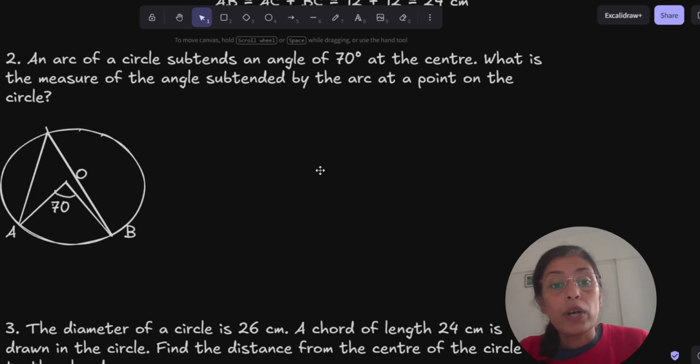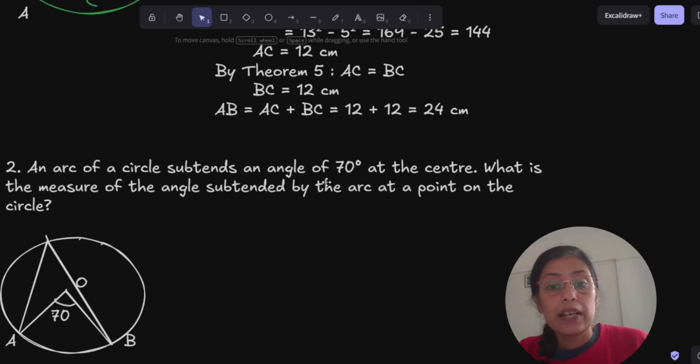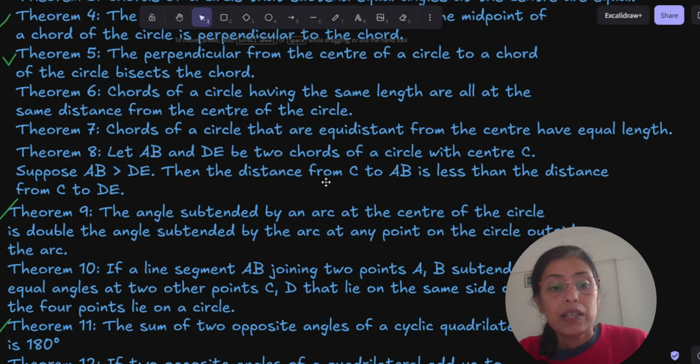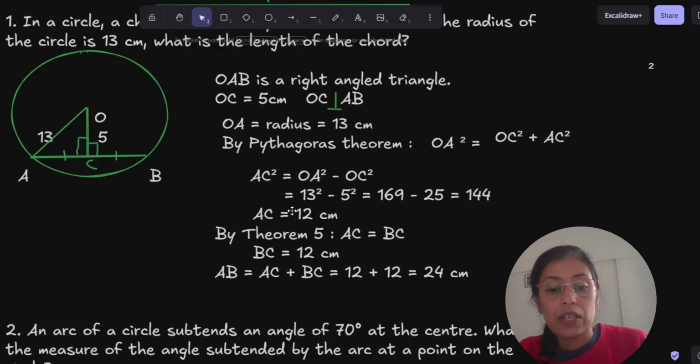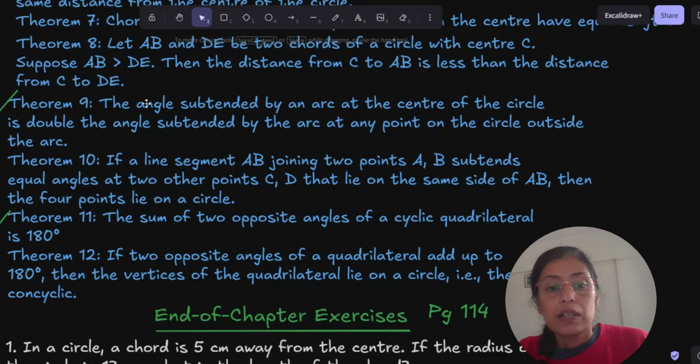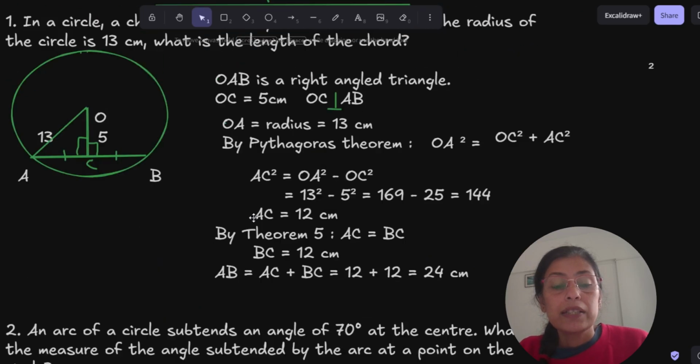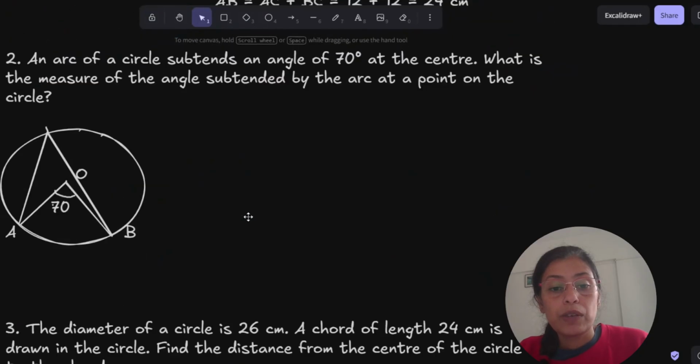So here, what is the theorem that we are utilizing here? Go back, see. So when we are talking about arc and the angle subtended by it at the center, this is the one. Angle subtended by an arc at the center of the circle is double the angle subtended by the arc at any point on the circle outside the arc. So this means by this theorem, this is theorem 9, right?